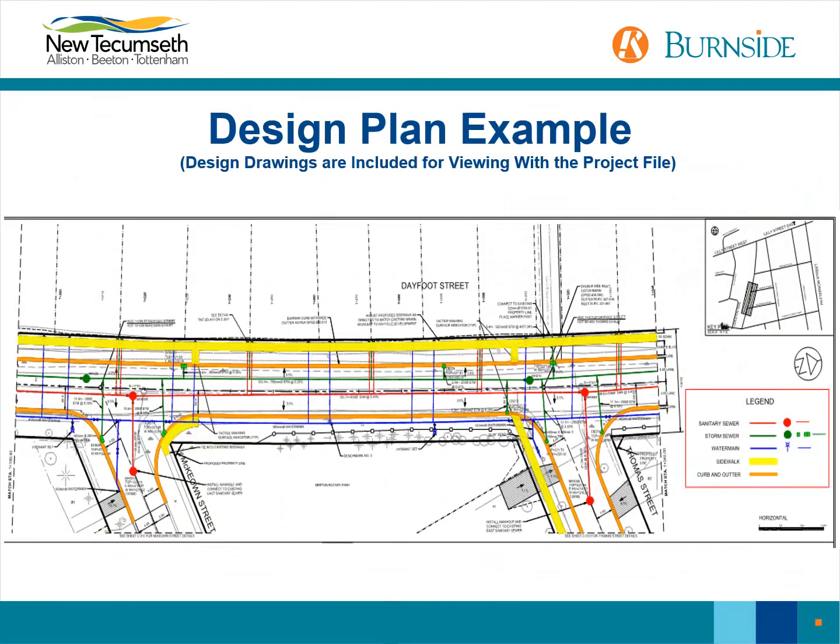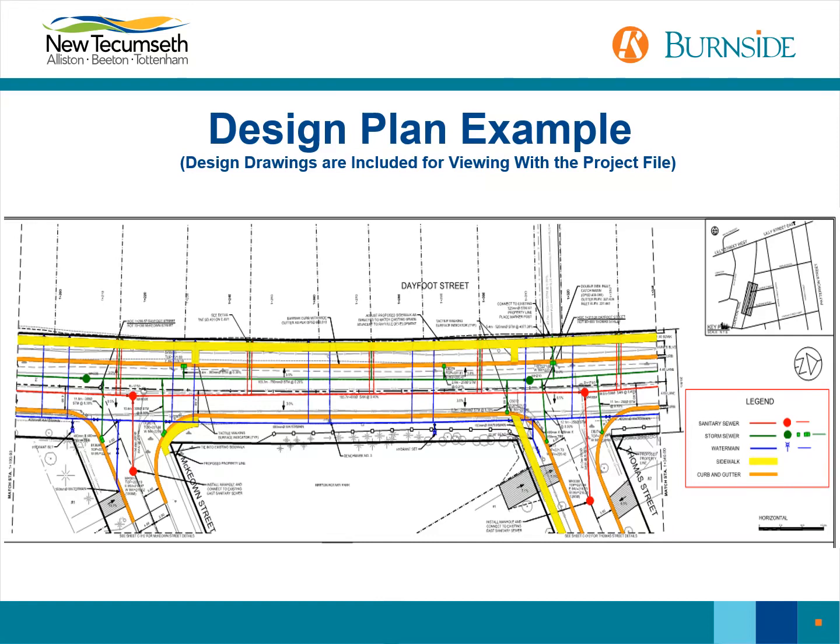The design for this project is complex, and this slide shows an example of a section along Dayfoot Street. Colors are used to highlight the locations of the new infrastructure. The new curb and gutter is shown with orange lines and defines the road alignment. The new sidewalk along the west side of the street is yellow, and the boulevard area between the sidewalk and the road will be sodded and includes new street lights. The boulevard along the east side of the road will provide an opportunity for new tree planting.